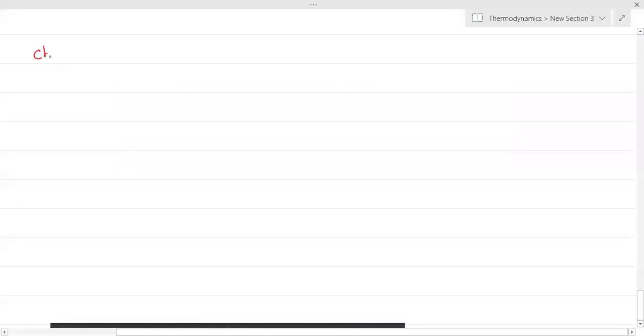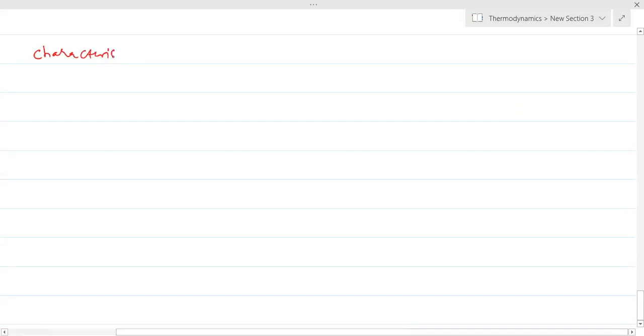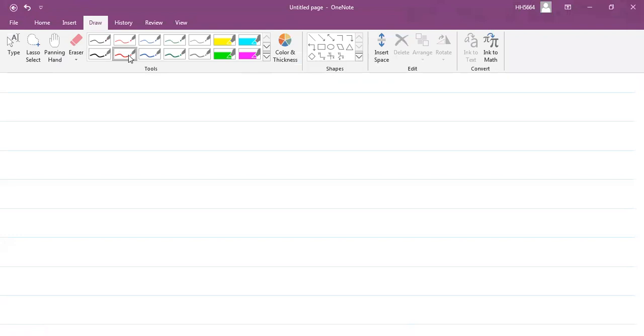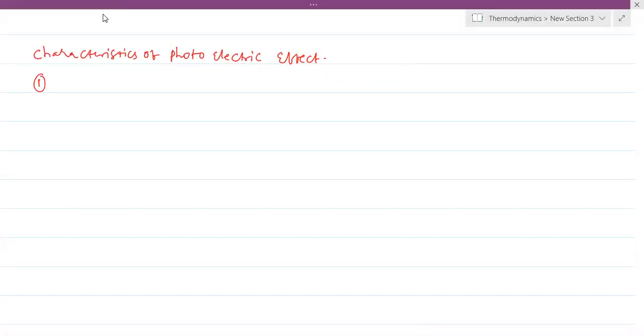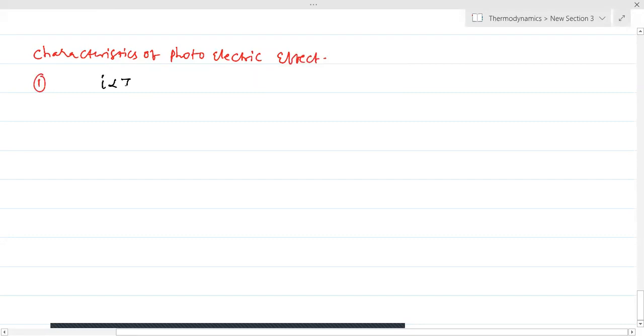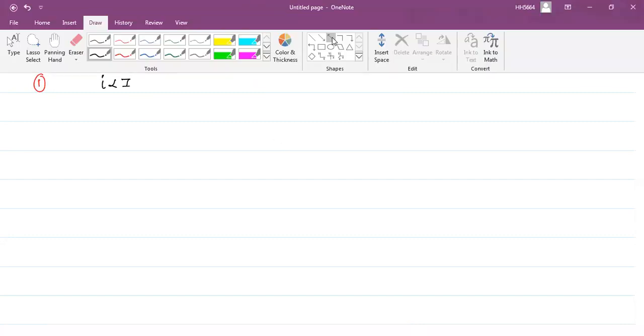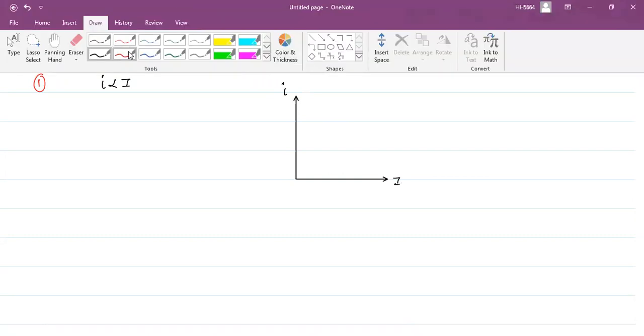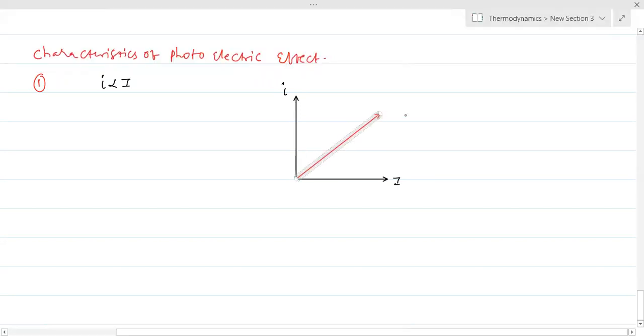Next we are taking characteristics of photoelectric effect. Already we have seen the first characteristic: small i is proportional to capital I. When we plot a graph between photocurrent and intensity, this is small i and this is capital I, as it is in the form of y proportional to x, so we get a straight line passing through the origin.